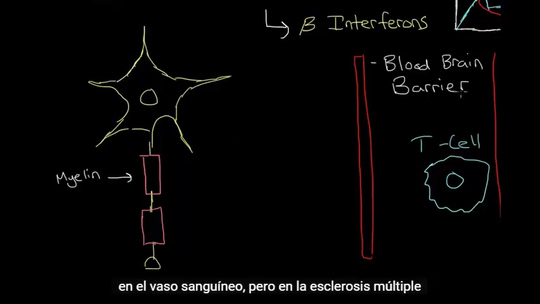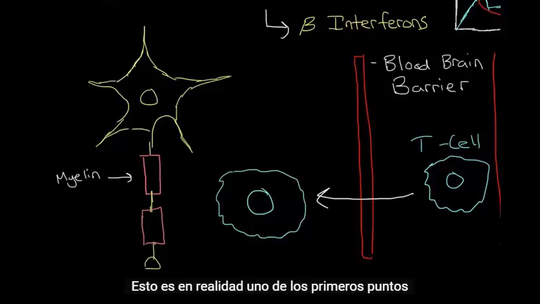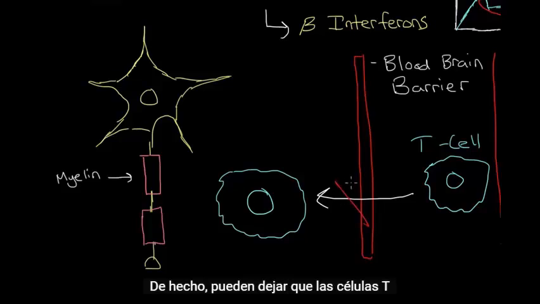But in multiple sclerosis, this blood-brain barrier becomes pretty leaky, and this guy is able to make his way across. This is actually one of the first points in which these immunosuppressants can act. They can actually stop that T cell from crossing the blood-brain barrier, and in doing so, he's not even going to interact with the brain at all to begin with. So now the immune system has limited access to the brain. But this isn't the only site where the immunosuppressants can act.